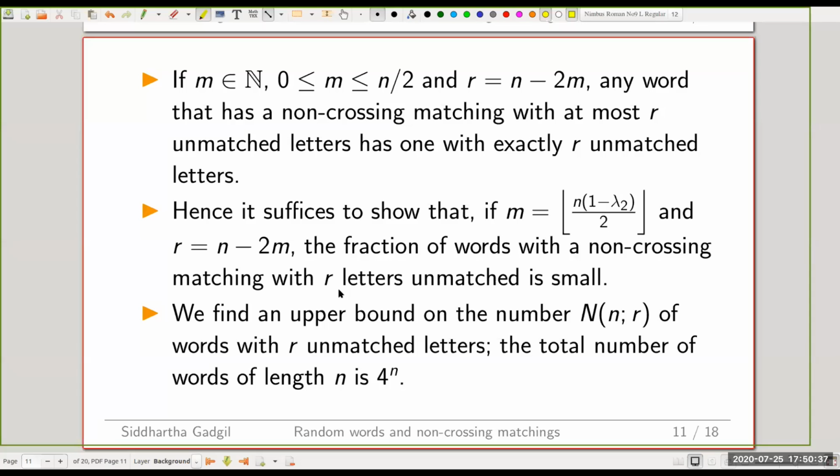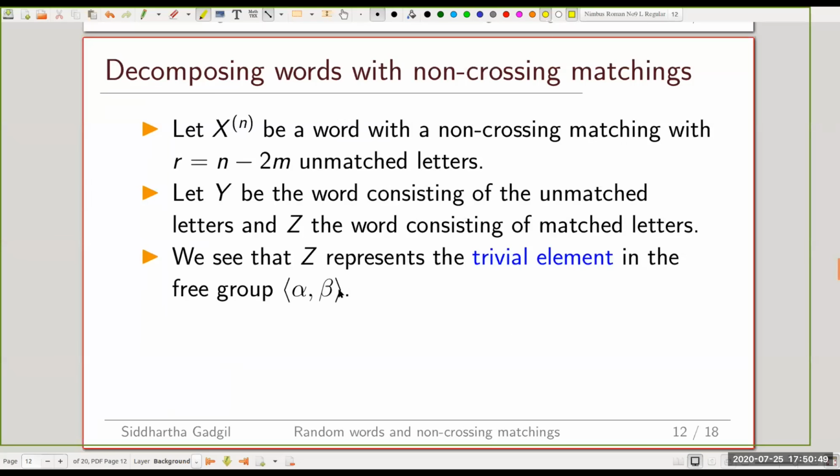So let N(n,r) be the number of words with r unmatched letters. And just remember the total number of words is 4 to the n. So N(n,r) should be small compared to this. Okay, so let's see what this is. So here is an idea. We tried various things, and actually there are other equivalent combinatorial arguments, but this is one way that works quite nicely.